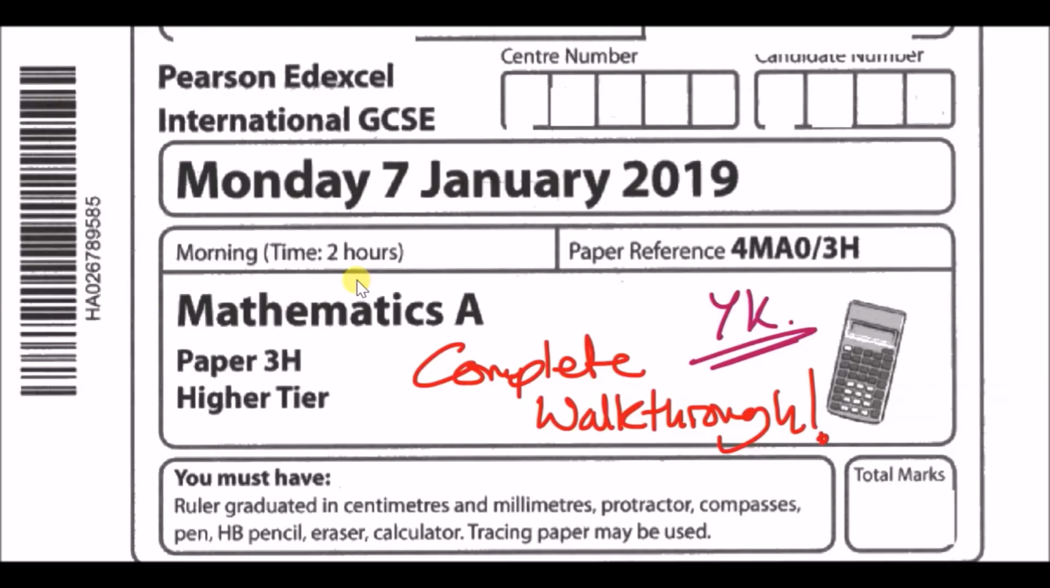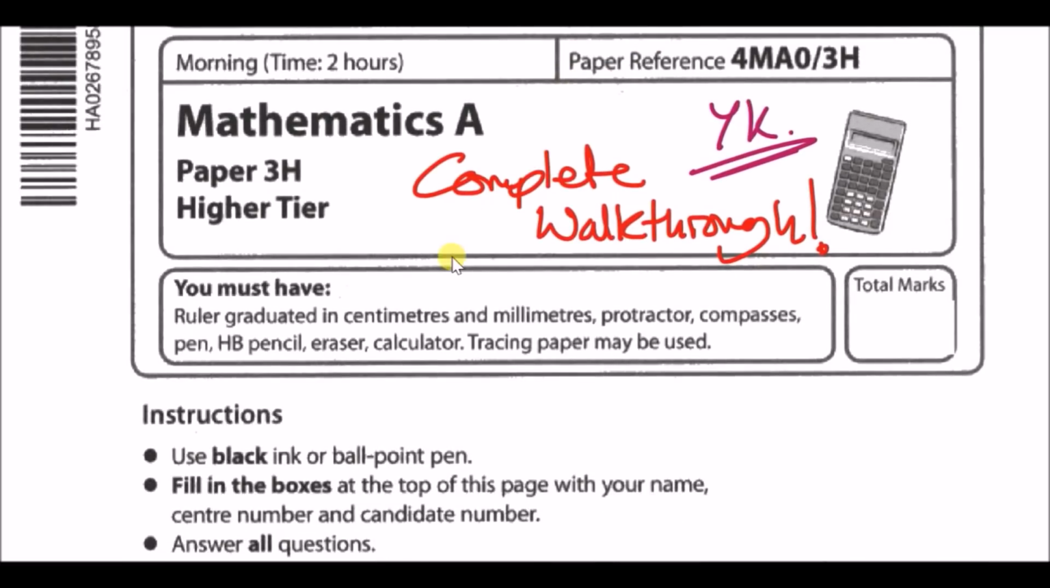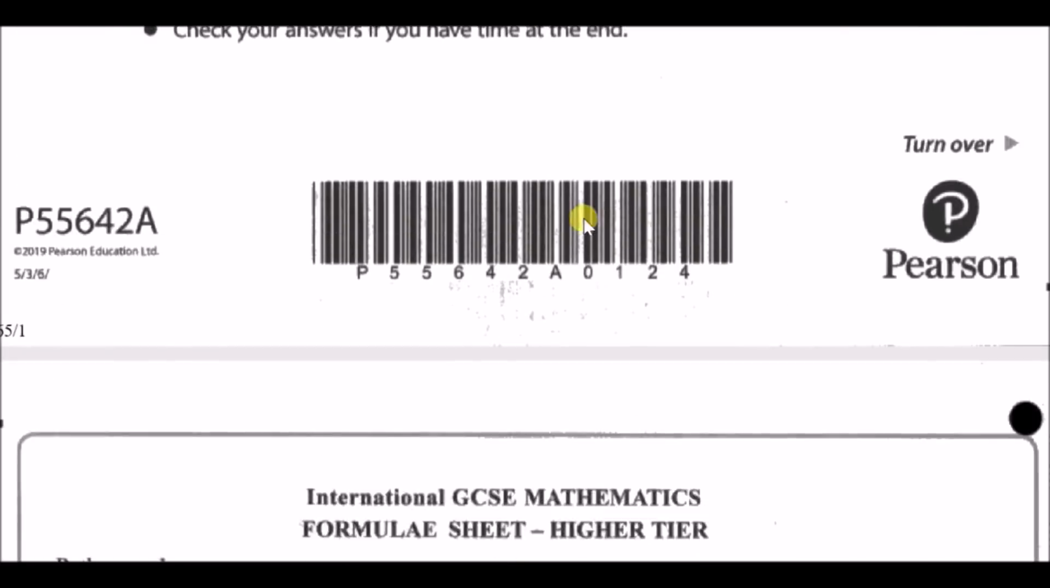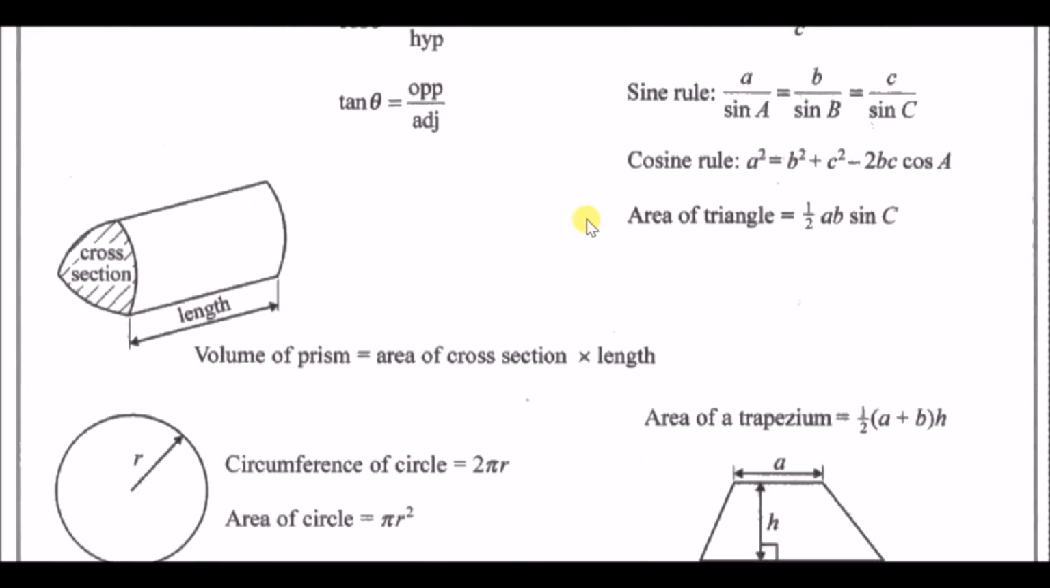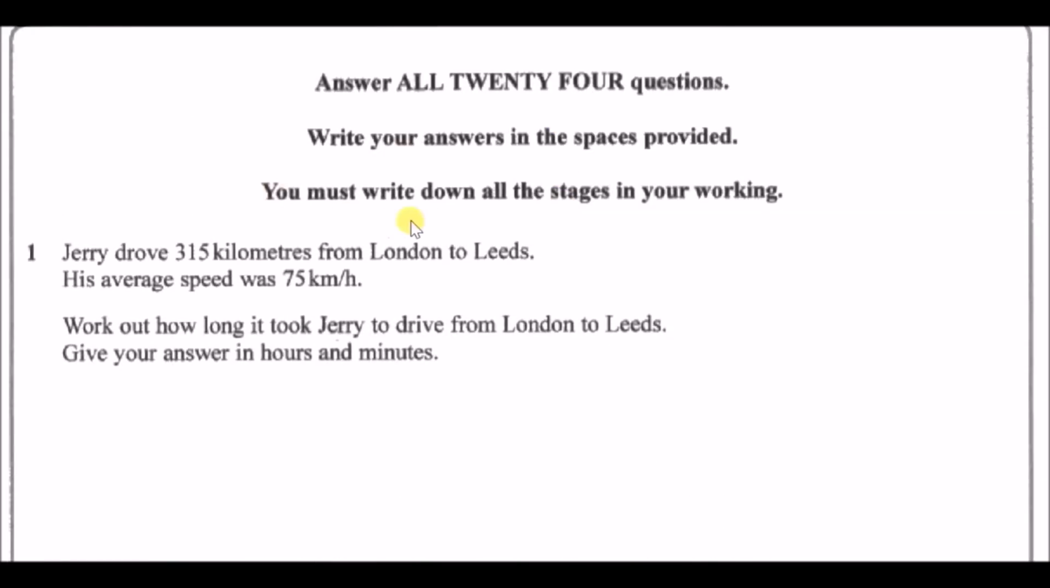So in this one we'll be going through the old spec paper 3H. Okay, so this is actually easier than the new spec for the Jan 2019. As always, you've seen this before. We're going to go through the whole paper and see how we do. Okay, so I'm going to jump straight in, yeah?